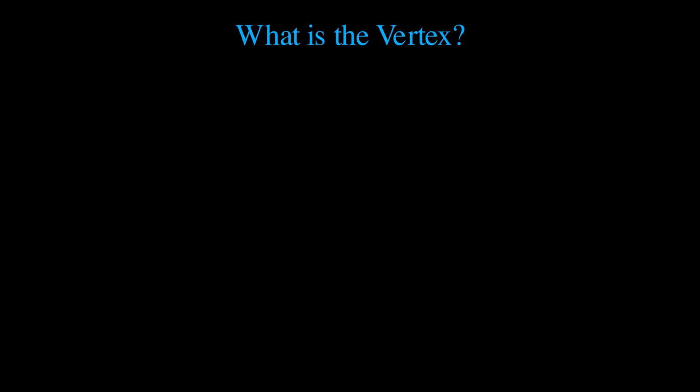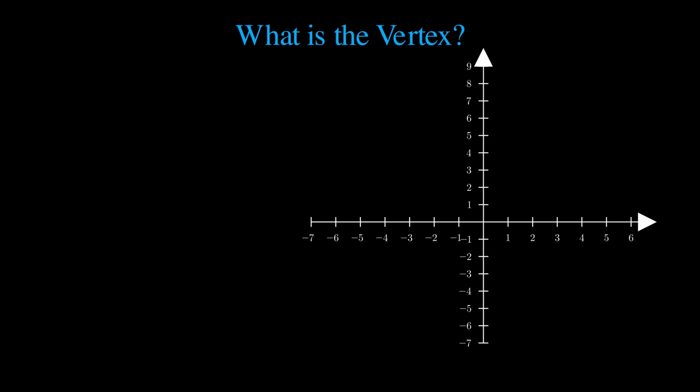This lesson is about the most important point on a parabola. If you understand the vertex, graphing becomes easy. First, let's look at the graph. The vertex is the turning point or middle point of the parabola. When a parabola opens up, the vertex is the lowest point of x and y.